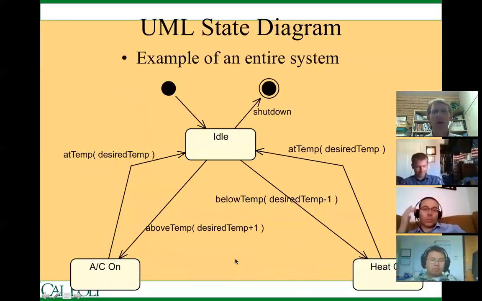Okay. Here's an example of an entire system. This is basically a thermostat. You can just model a thermostat with these simple states. Either the heater and the air conditioner are both off, so you're in an idle state, or the air conditioner's on, or the heater's on. But you would never want the situation where both the air conditioner and the heater are both on, right? That'd be a bad thing, right? You're using a lot of energy and combating each other.